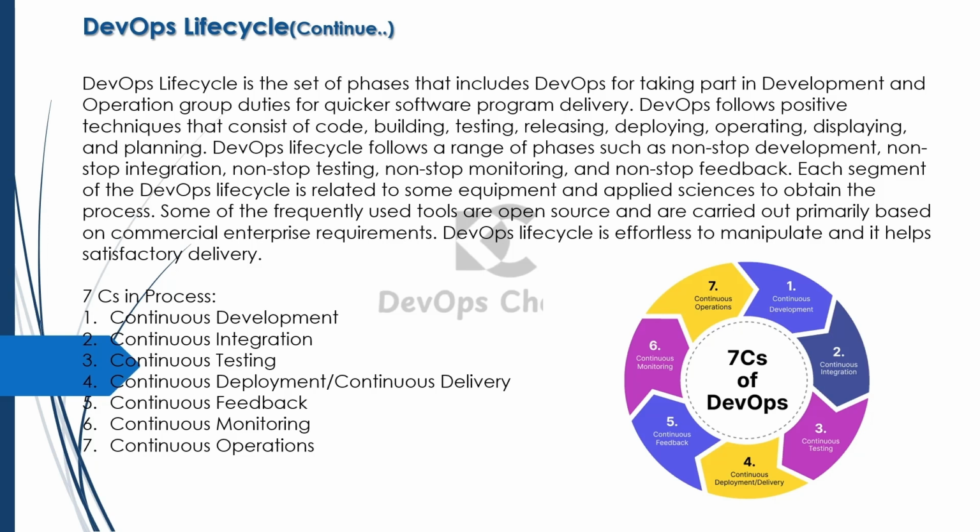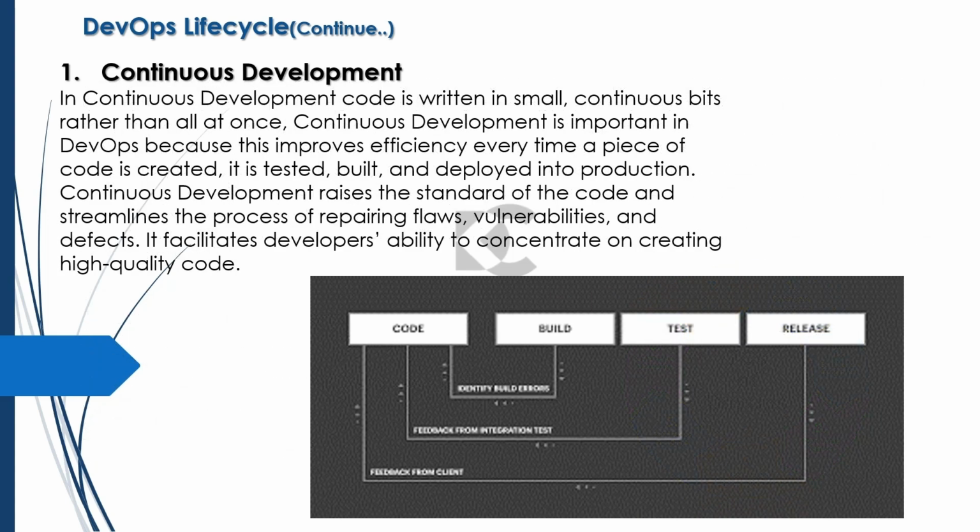Hi friends. So in the earlier lecture, we have seen the basics of the DevOps lifecycle and also the 7 C's. Now let's understand all the C's one by one and all the processes one by one. Okay. Now the first one is continuous development.